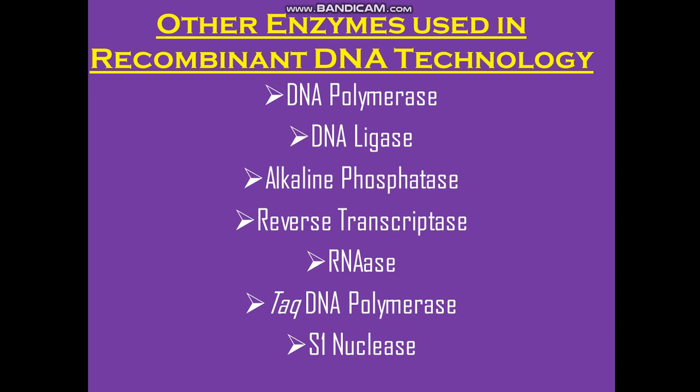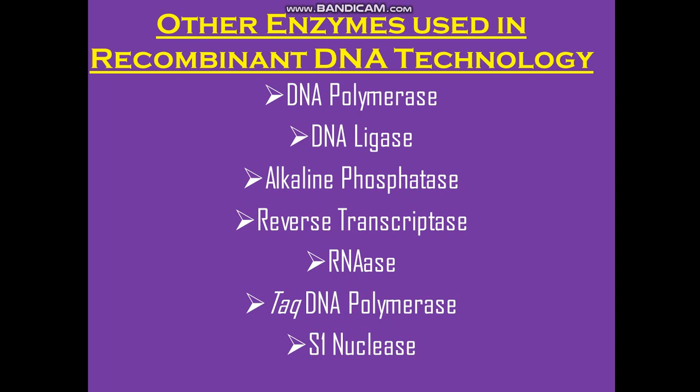Alkaline phosphatase, as you can understand by the name phosphatase, removes the phosphate group from the 5' end of the DNA molecule, thus preventing the unwanted ligation and recircularization of the DNA. Once the DNA fragment is extracted, it will have phosphate groups at the ends. So the removal of these phosphate groups is important, and that is done by alkaline phosphatase.